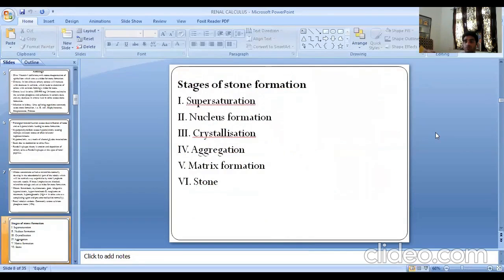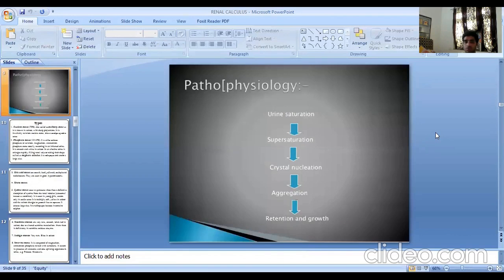Stages of stone formation: supersaturation, nucleus formation, crystallization, aggregation, matrix formation, and then stone. Now, pathophysiology of stone formation: urine saturation, supersaturation, crystal nucleation, aggregation, retention, and growth. This is the pathology of renal stone.